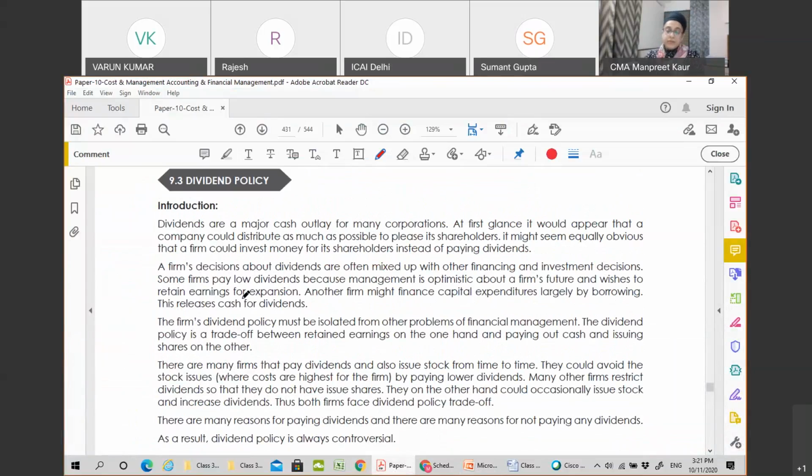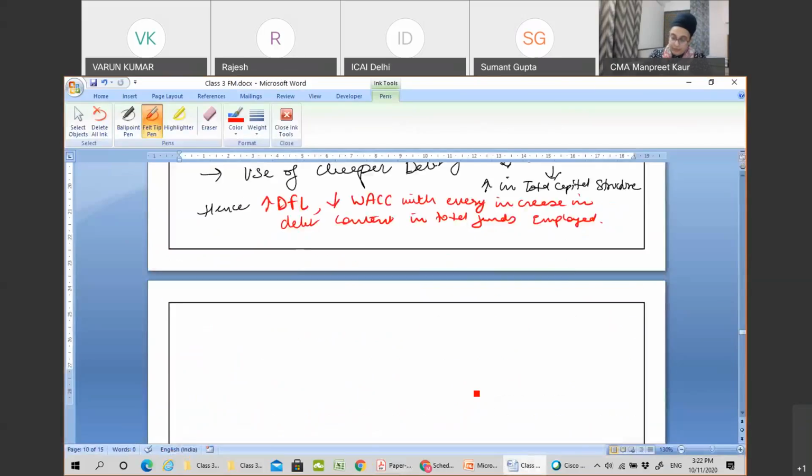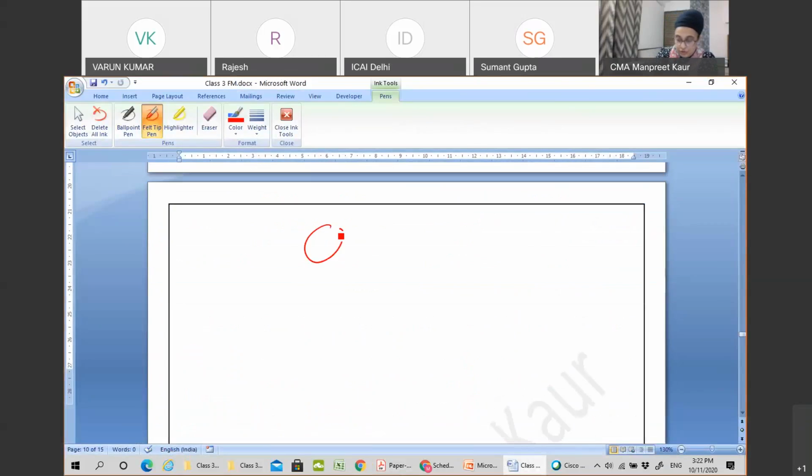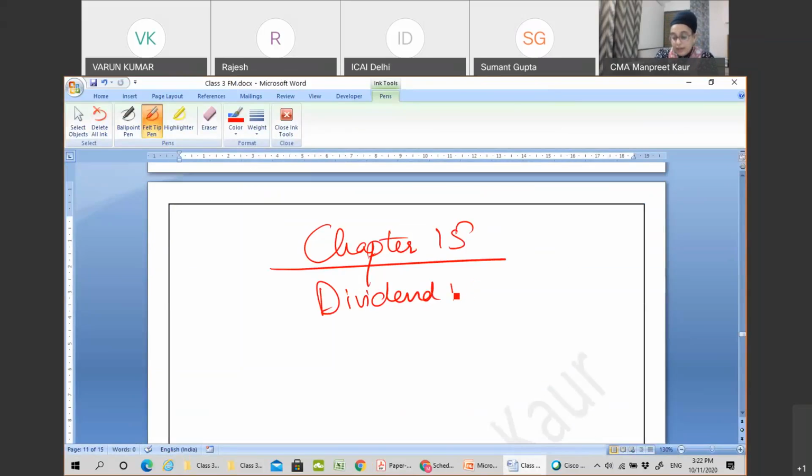Okay, dividends, as we all know, are a major cash outlay for many corporations. It appears that companies could distribute as much as possible to please their shareholders. It is equally obvious that a firm could invest money for its shareholders instead of paying dividends. So, chapter number 15, dividend policy or dividend decision.